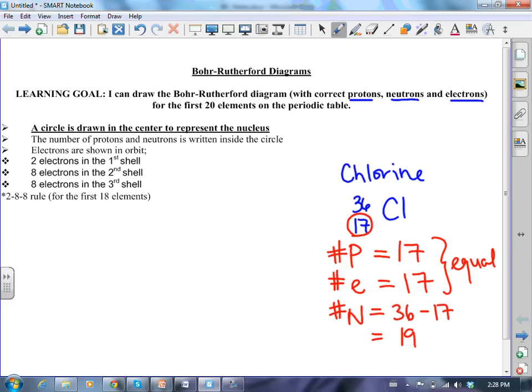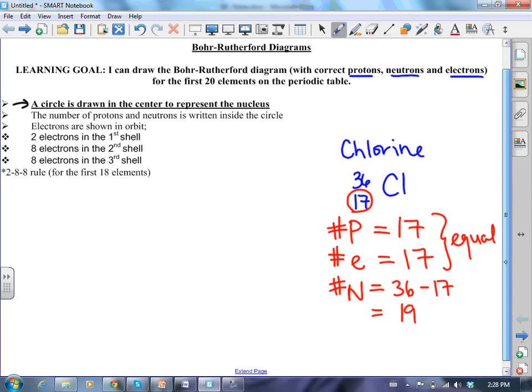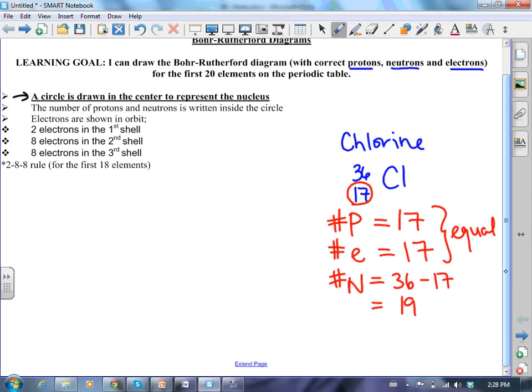So now we can actually start by drawing the Bohr-Rutherford diagram. I'm going to do the Bohr-Rutherford diagram in black and green, just again to color code it for you guys. So step 1, right here, says a circle is drawn in the center to represent the nucleus. Just going to scroll this down a little bit. So here's my circle in the center. Step 2 says the number of protons and neutrons are written inside the circle. Well, how many protons do I have? I have 17, so I write 17P for protons, and I write neutrons, 19N for neutrons.